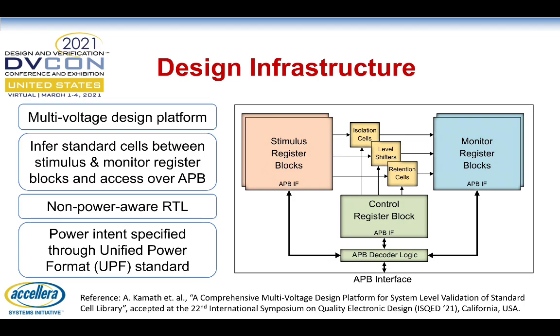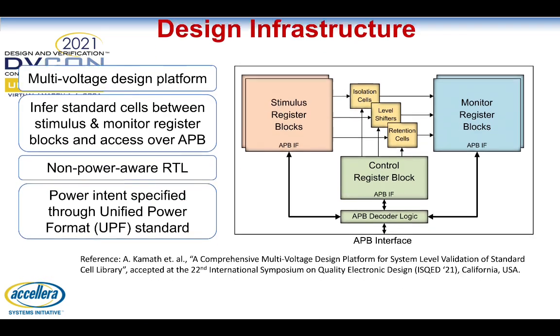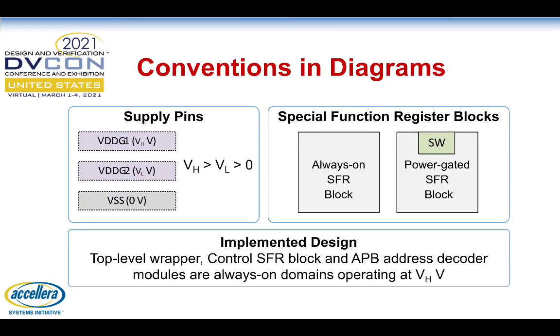Now that we know what the design skeleton looks like, let's see how we can infer various logical cells in it. Just before that, a quick note on the conventions used in the diagrams about to follow. We operate with two voltage levels, VH and VL, and the ground pin is assumed to be at 0 volts. We call the register blocks special function register or SFR blocks. A power gated SFR block will be indicated with a switch on top.